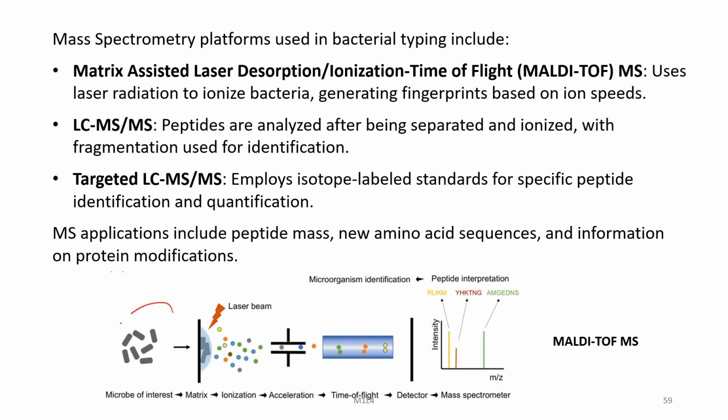So, here we have, for example, the microbe of interest, and this is immobilized into a matrix, and then we do the ionization, and then you can see the representation of the time of flight, and there is a detector over here which detects these ionized molecules, and then this is the mass spectrometer result which is finally coming out, and we identify the peptides by analyzing these spectra.